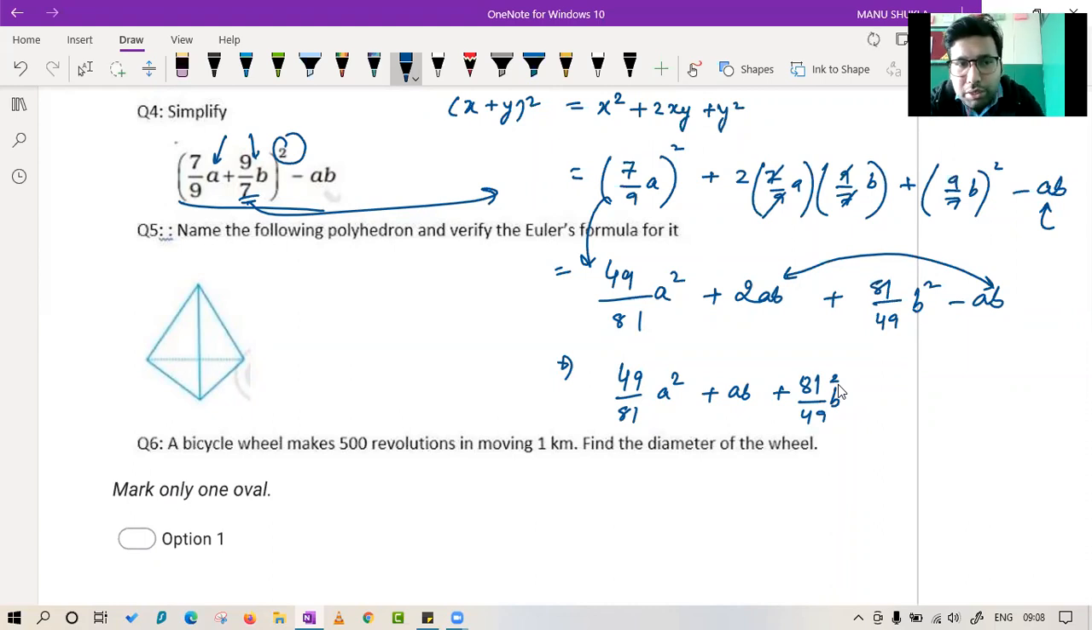We have just opened the bracket using the identity and then simplified it. Is it clear to everyone? Please confirm. Class, please confirm. Is it clear? Yes, sir. Harshul. Good.